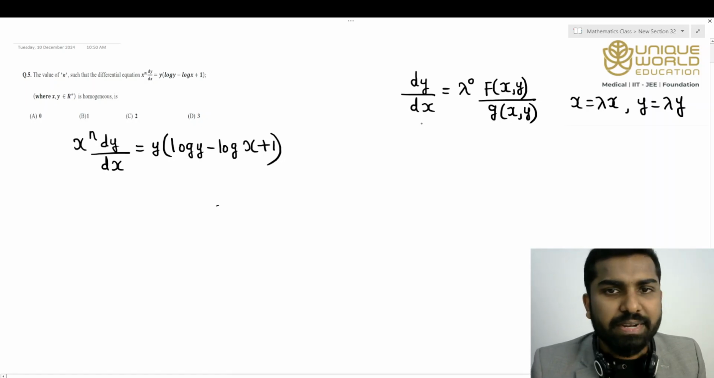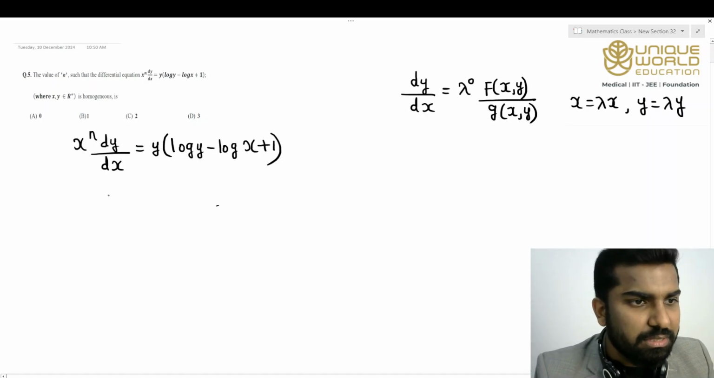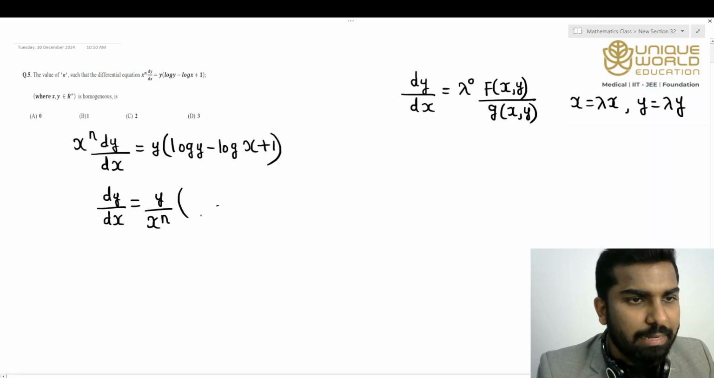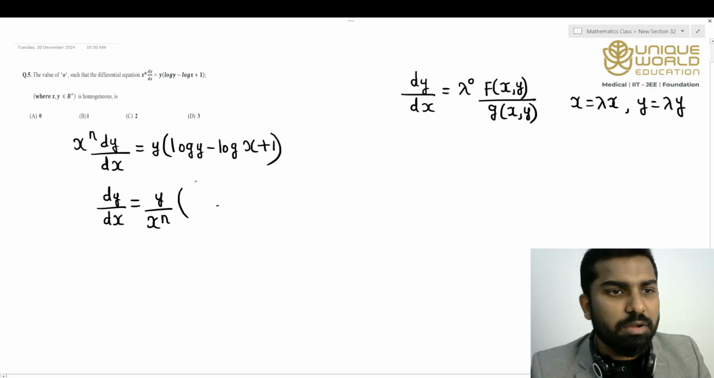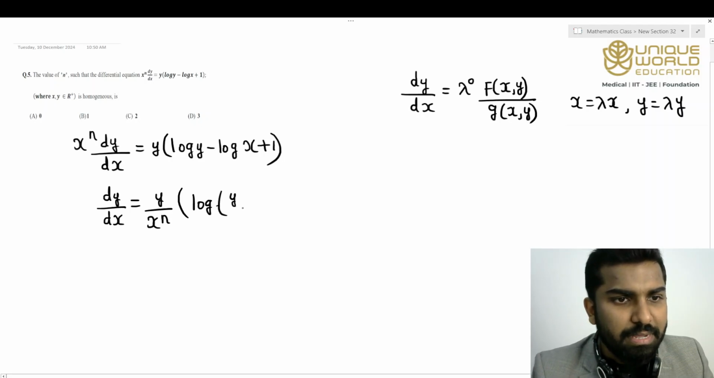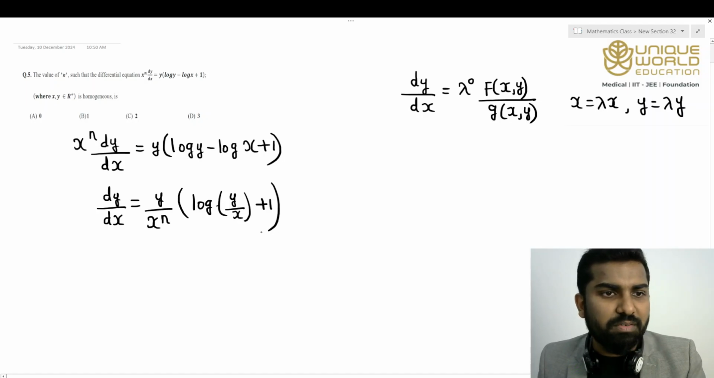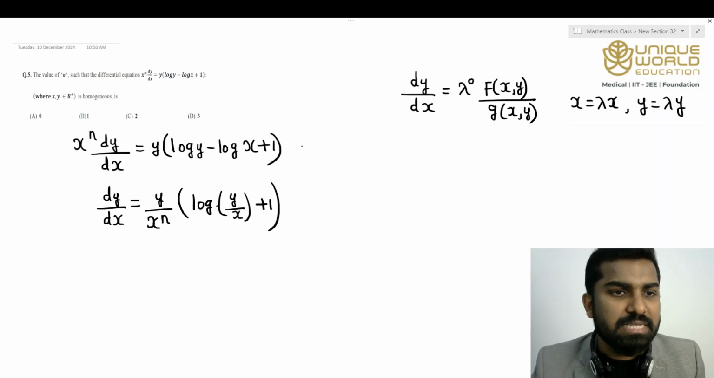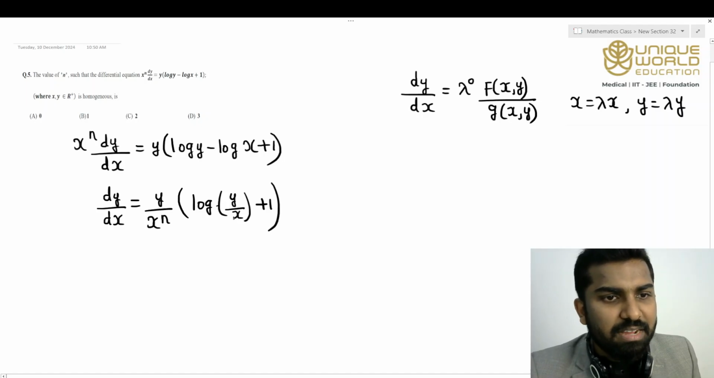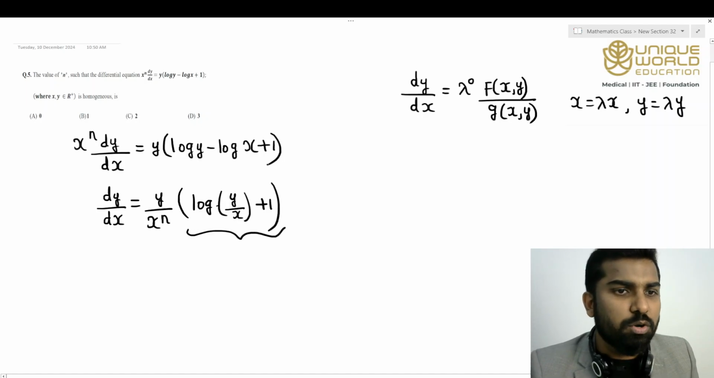So let me write this differential equation in this format: dy by dx equal to y divided by x power n into log y minus log x plus 1. Log a minus log b is log of a by b, so I can write log of y by x plus 1 easily. So dy by dx equal to y divided by x power n into log of y by x plus 1. Now no need to do anything, pure observation. If you substitute x equal to lambda x and y equal to lambda y, this becomes lambda y by lambda x. Lambda lambda we can cancel, it becomes lambda power 0. So there is no doubt in this part, this is homogeneous only.